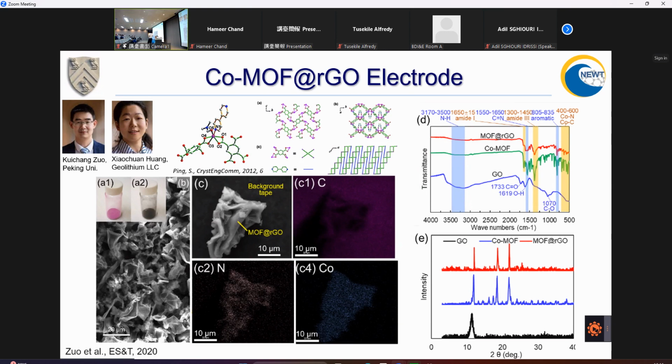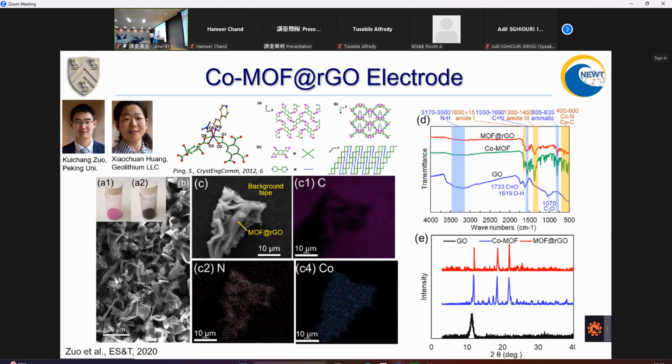So chromium 6 is usually present in water in the form of chromates, so CrO4 2-, or dichromate, so Cr2O7 2-. However, MOF materials are not conducting, right? So it's difficult to use MOF directly in an electrode. So what we did was we synthesized this MOF in the presence of graphene oxide. We just add graphene oxide flakes into the solution in the solvothermal process.